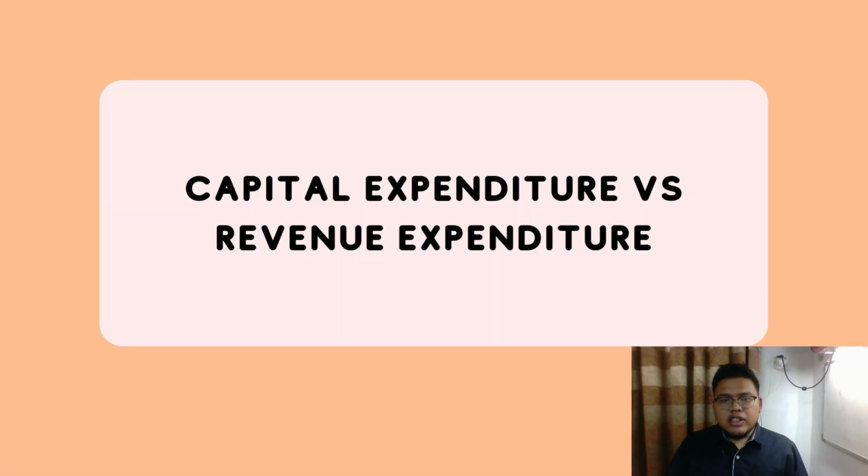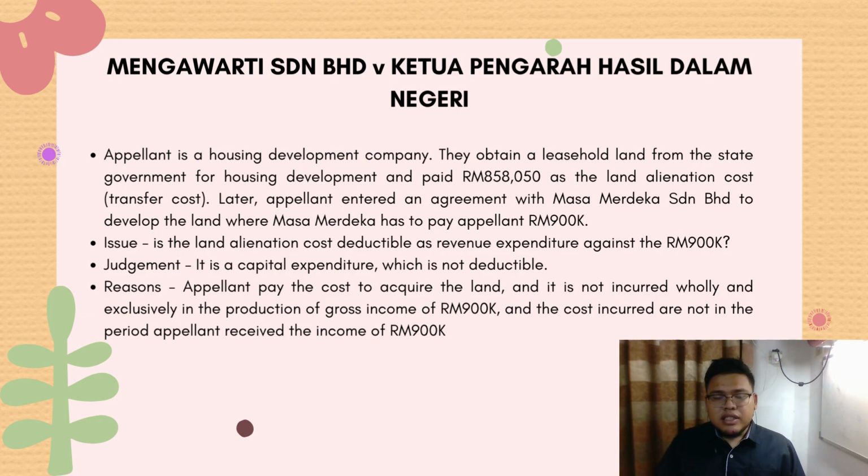Now we're going to take a look at capital expenditure versus revenue expenditure. For capital expenditure, there was a case under Mengawarti Sdn Bhd versus Ketua Pengarah Hasil Dalam Negeri. The appellant is a housing development company. They obtained leasable land from a state government for housing development and paid RM858,050 as the land allocation cost. Later, the appellant entered into an agreement with Maxse Sdn Bhd to develop the land, where Maxse has to pay the appellant RM900,000.